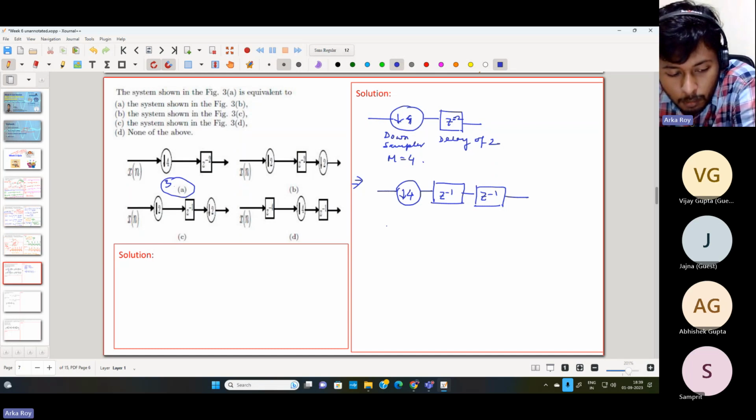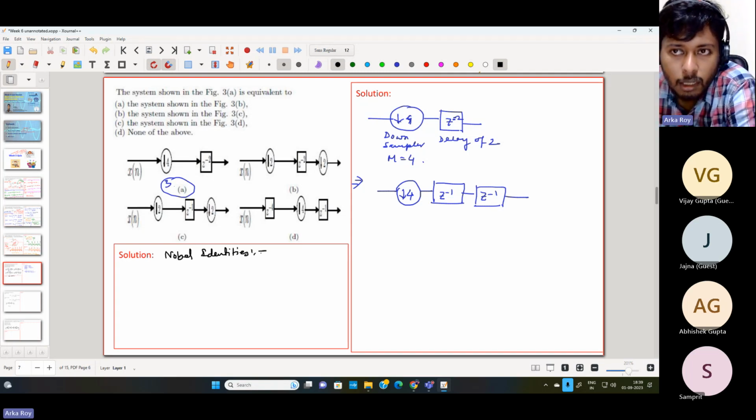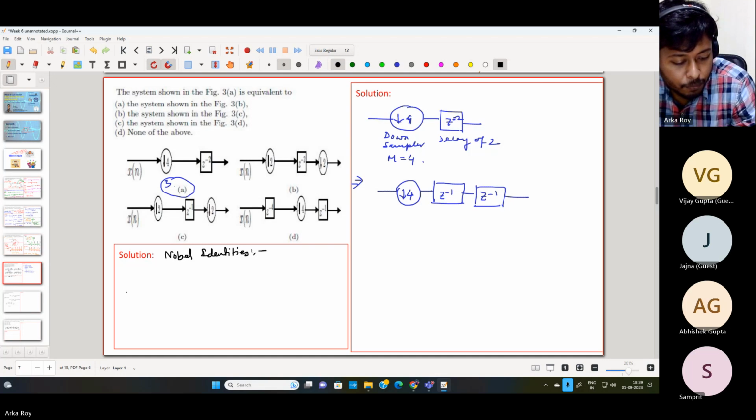Now, associated with this, there are some structural identities, which are called noble identities. There are two kinds of noble identities that we can observe. These noble identities have a particular relational mapping, and we can get this relational mapping from here.